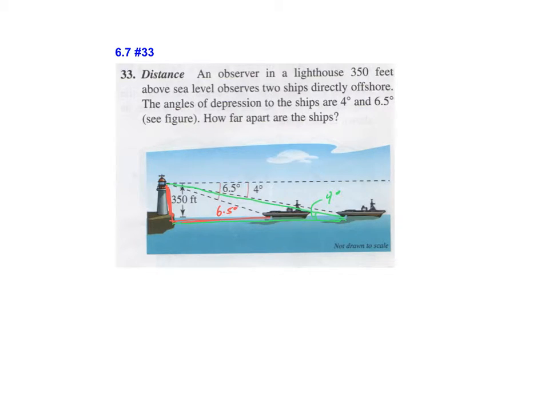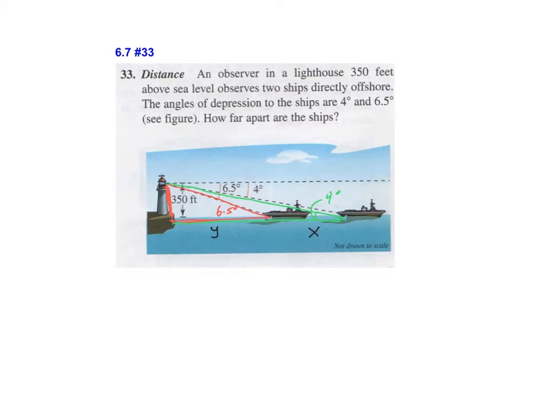I'm going to label that as x. And then in the left triangle, the one which I have in red here, I'm going to label the horizontal segment as y. And in this problem, we want to use tangent because we know the opposite side is 350 feet, and we want to know the adjacent sides.